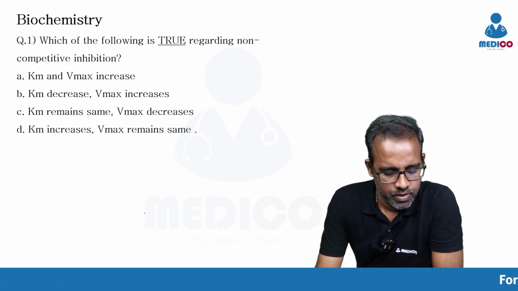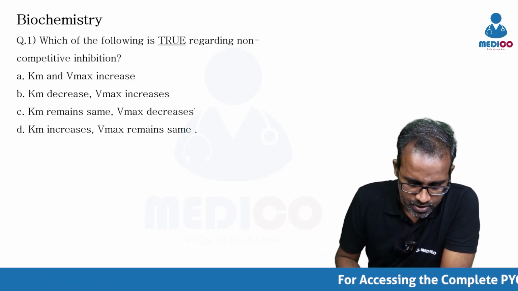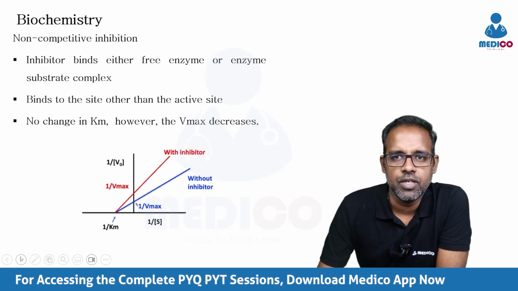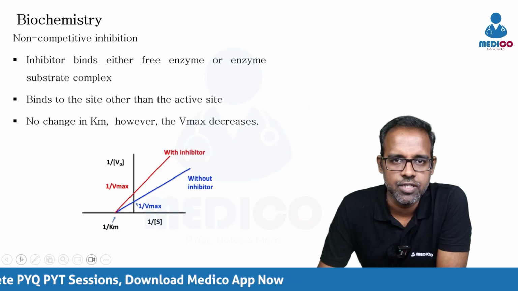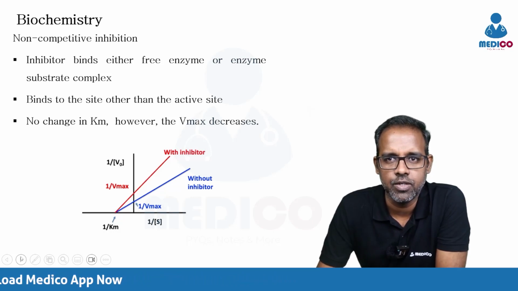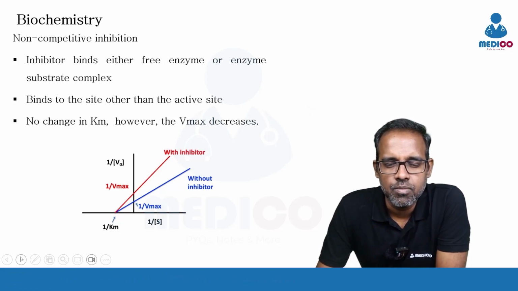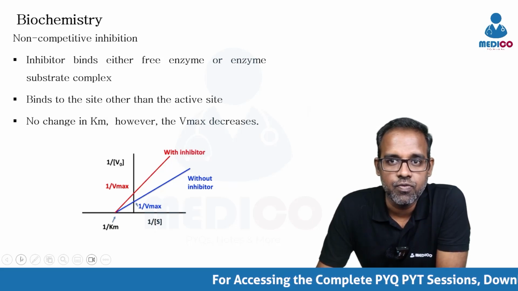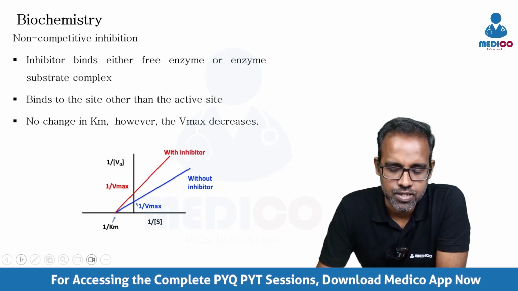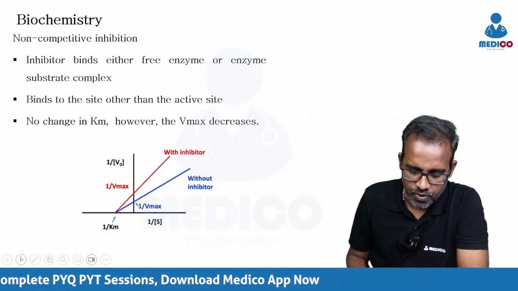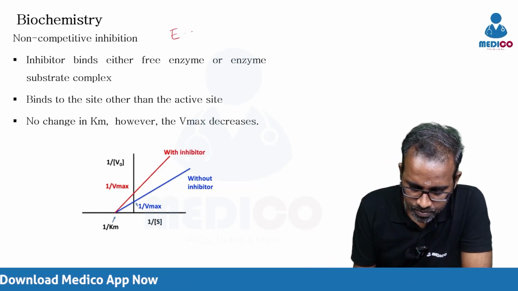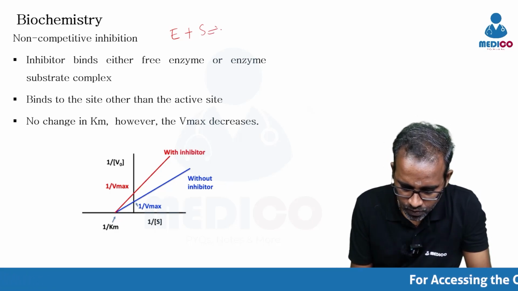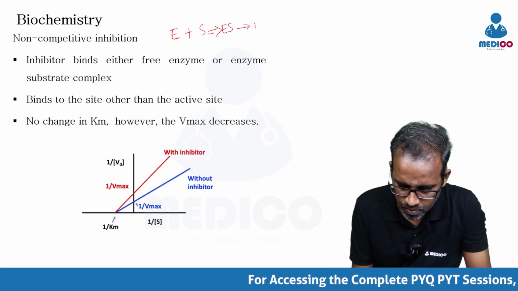Okay, so here the answer is C. Let's see how we got that answer. First, non-competitive inhibition. There are three types of enzyme inhibition: competitive, non-competitive, and something called mixed. When it comes to non-competitive inhibition, the inhibitor binds either the free enzyme or enzyme substrate complex. So usually when you write a reaction, enzyme combines with a substrate to form enzyme substrate complex, which will form a product.